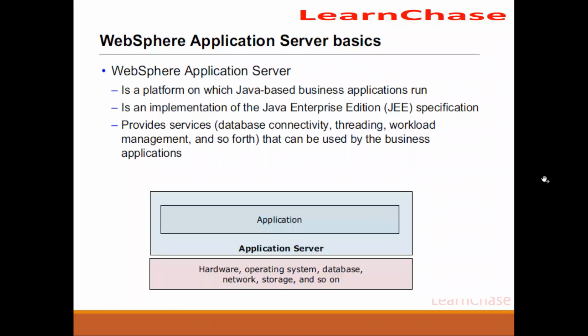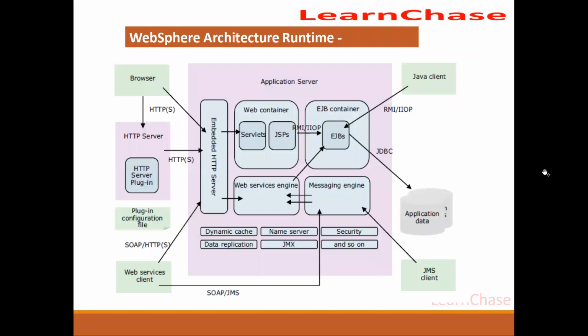Coming to the architecture. WebSphere Application Server is a platform on which Java-based business applications run. It's an implementation of the JEE specification, and it also provides database connectivity, threading, and workload management for all the business applications. Here, you can consider these as protocols. These protocols or applications are supported by WebSphere Application Server, like EJB components, JSPs, JMX, JDBC, and everything.